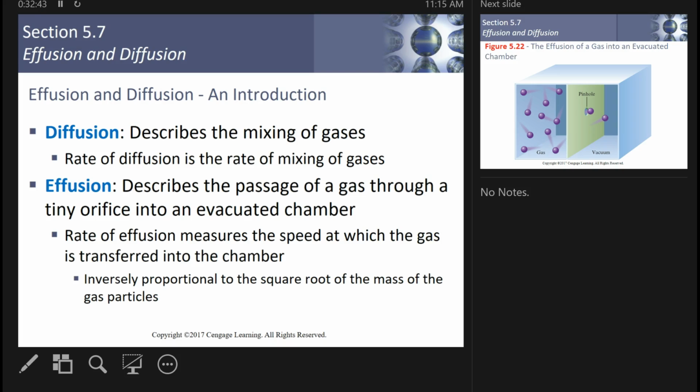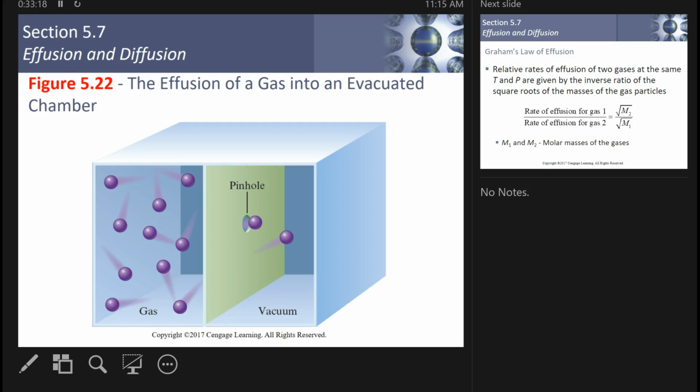What's the difference between that and effusion? Effusion is passing through a small opening under high pressure. You get a hole in your tire, and then you have these gas molecules escaping through that pinhole. Like a balloon. So it's the escaping of gases, passage of gas through a tiny orifice. An orifice is an opening into an evacuated chamber. The rate of effusion measures the speed at which the gases are transferred. It's like controlled diffusion.